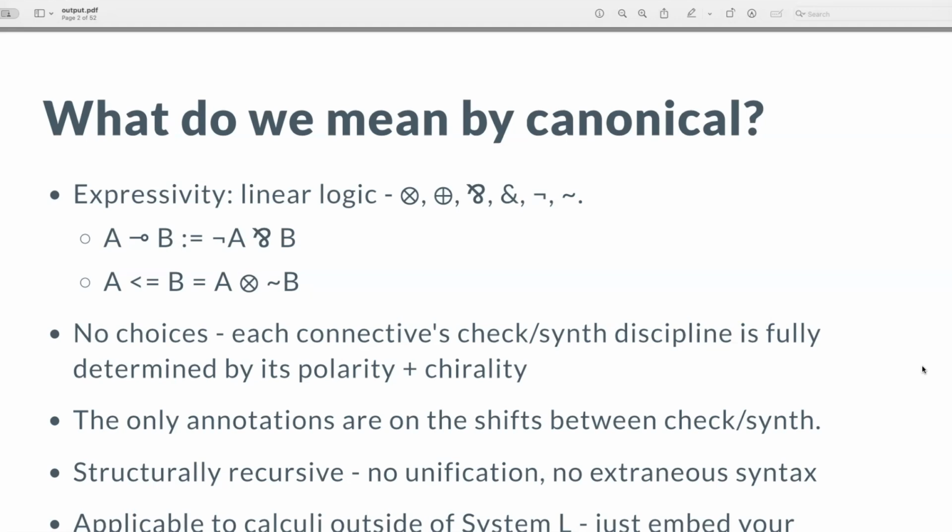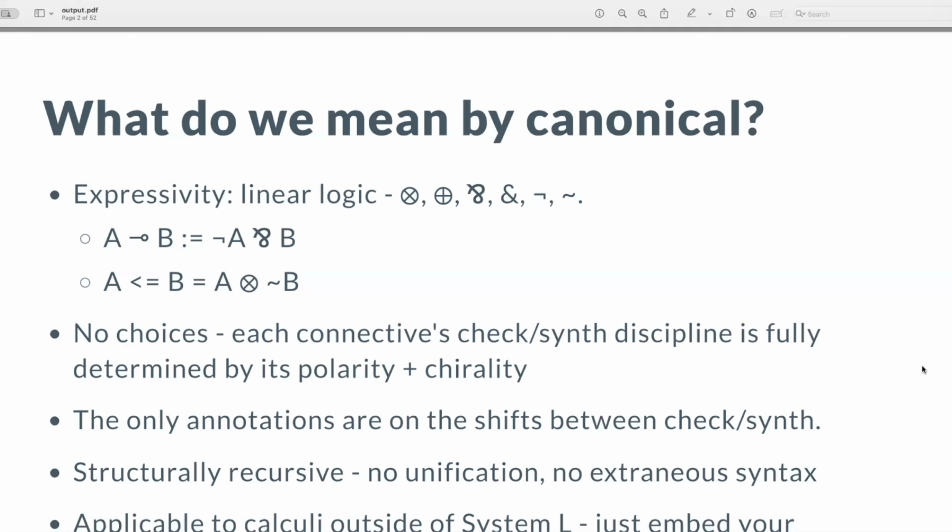The important thing is there are no choices. Once I tell you the recipe, and specifically the polarity and chirality of each connective, this will fully determine everything. The only annotations we'll need are on the shifts between checkable and synthesizable terms. We're going to have a lot of binders, and none of those binders will need annotations. As you can see here, it's applicable to calculi and System L. So if you're doing calculi and you want some insight into the type checker, just embed your connectives into System L and hopefully that gives you some interesting insight.